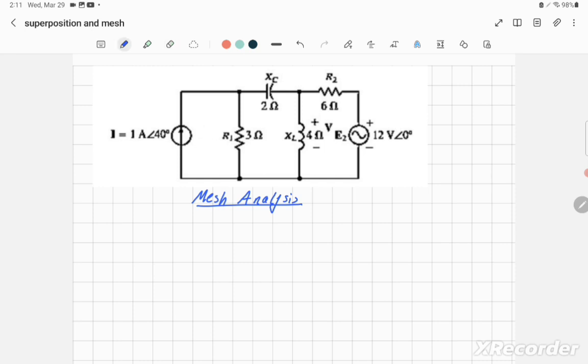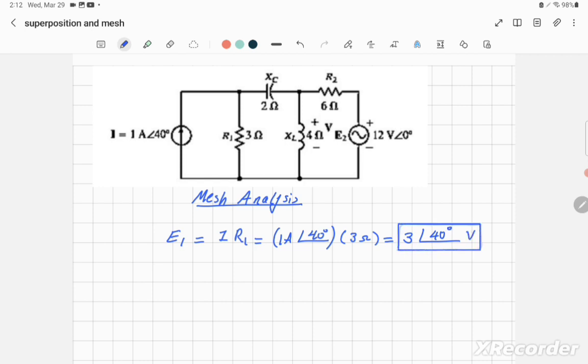How do you do that? You just multiply the value of the current source by the resistance in parallel with it, which is 3 ohm. So we'll use the letter E, and we call it E1. That's equal to the current times the resistance R1. The current is equal to 1 ampere at an angle of 40 degrees, times the resistance R1, which is equal to 3 ohm. When you multiply, you get 3 times 1 is equal to 3, at an angle of 40 degrees, and the unit is volt. So that's the equivalent voltage source.